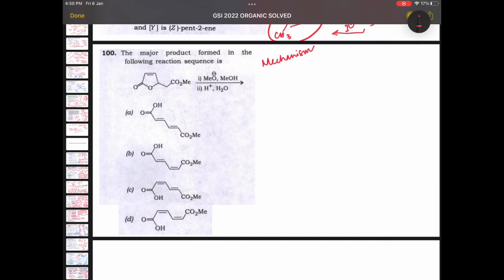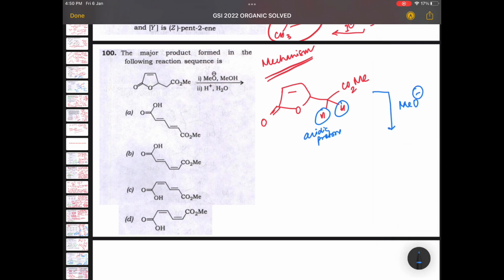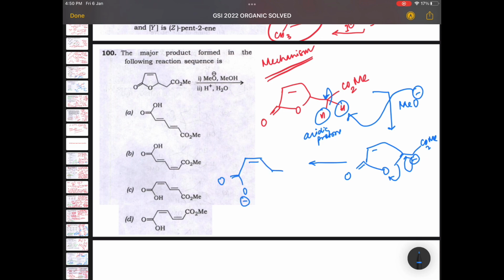We have been asked to find out the major product in the following reaction sequence. Let us see the mechanism. We have been given an ester group. There are two protons adjacent to the ester group, on the carbon adjacent to the ester group, and these two are acidic protons. MeO minus, methoxide, being a base, abstracts the acidic proton, and the negative charge that is formed is also stabilized by the ester.